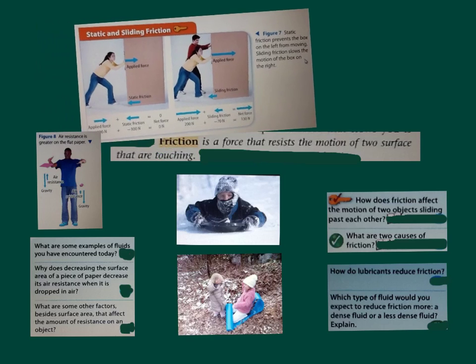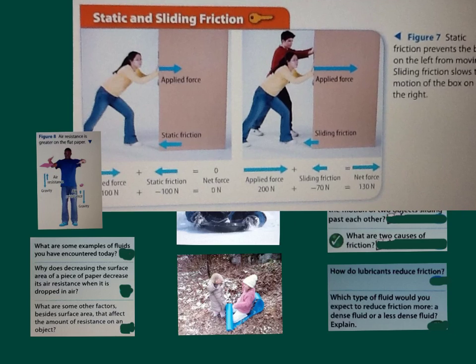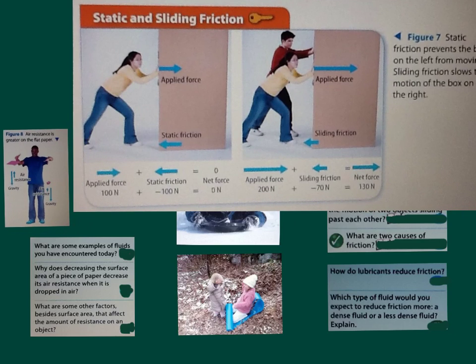Okay, so now we're going to look at this diagram right here. Slide this over so you can see it. The box on the left-hand side does not move because the girl's applied force is balanced by static friction. Static friction prevents surfaces from sliding past each other. Up to a limit, the strength of the static friction changes to match the applied force. If the girl increases the applied force, the box still will not move because the static friction also increases.